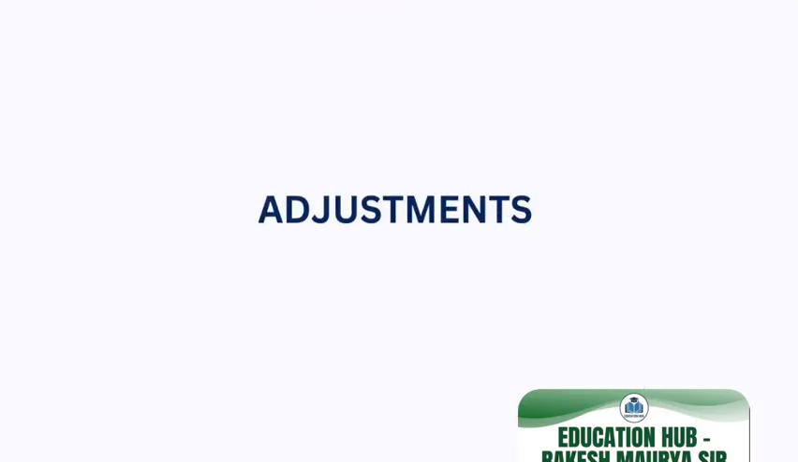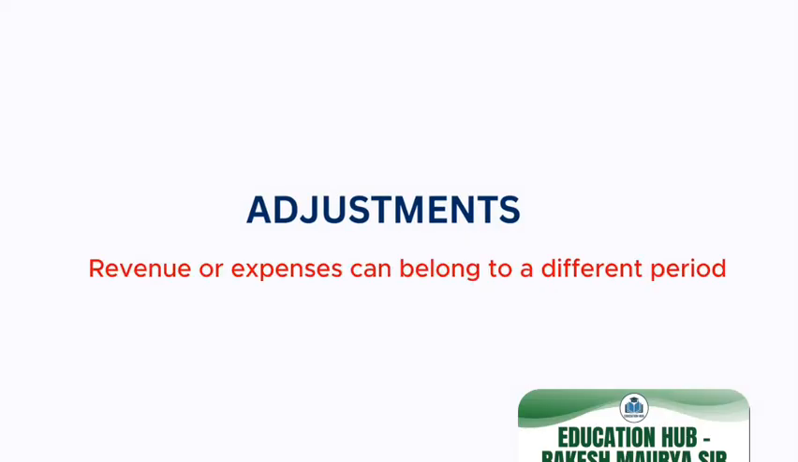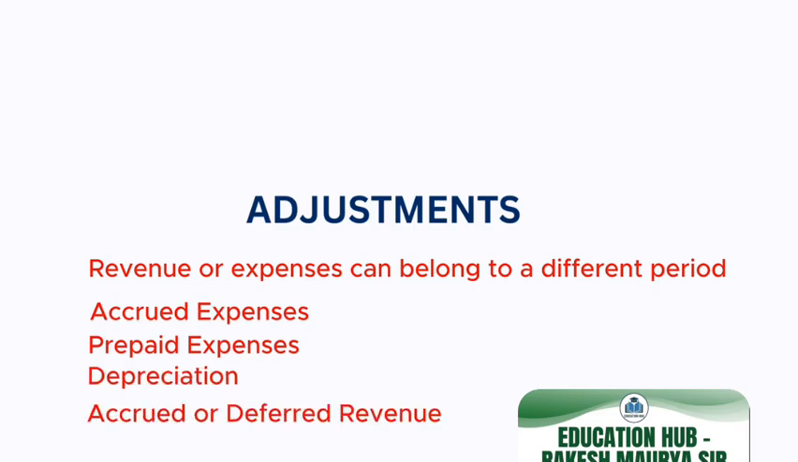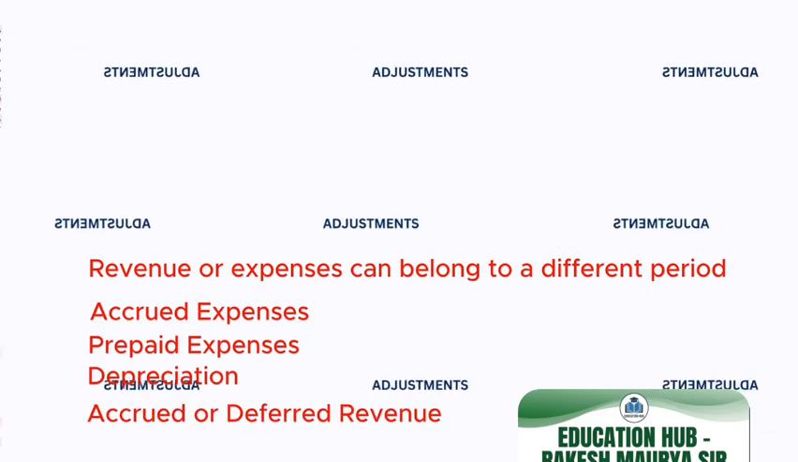Before financial statements are prepared, adjustments may be needed. Adjustments are important. Some revenues or expenses may belong to a different accounting period. It can be accrued expenses, prepaid expenses, depreciation, accrued revenue, or deferred revenue.